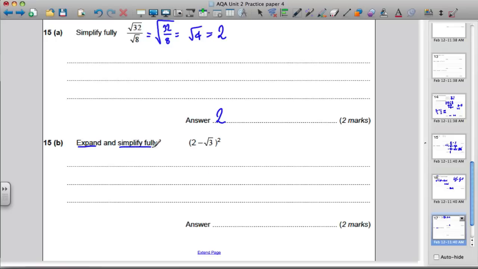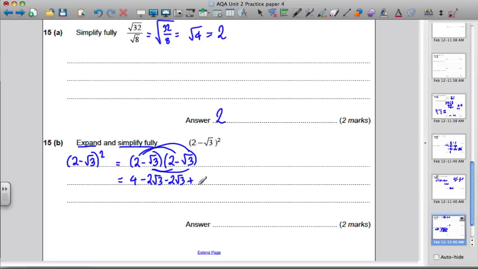Expand and simplify fully the following. So we've got 2 minus root 3 squared. Well, we know that means 2 minus root 3 multiplied by 2 minus root 3. So we've got double brackets here with two things in them. 2 times 2 is 4. 2 times negative root 3 is minus 2 root 3. Minus root 3 times 2 is another minus 2 root 3. And minus root 3 times minus root 3 is plus root 9.